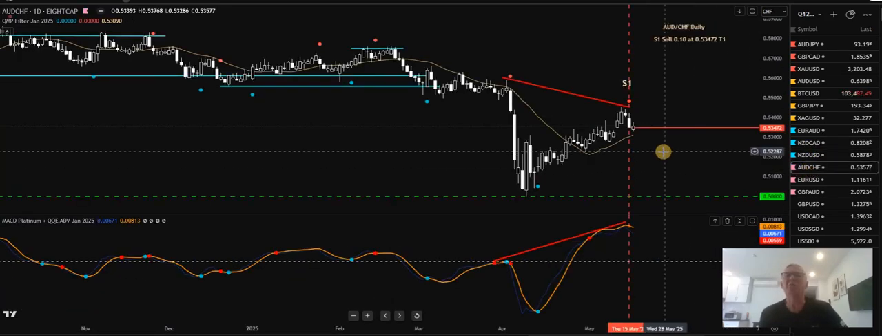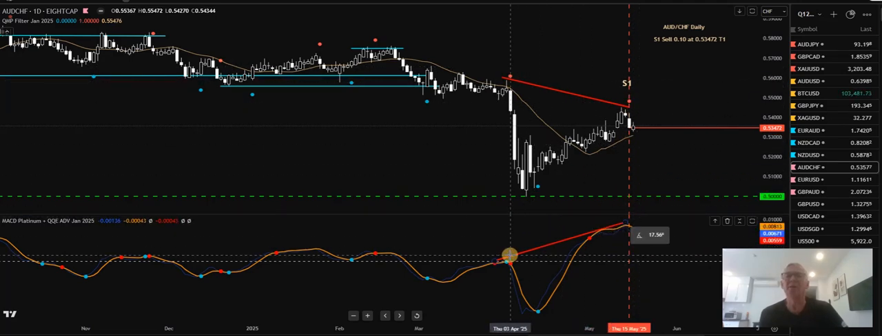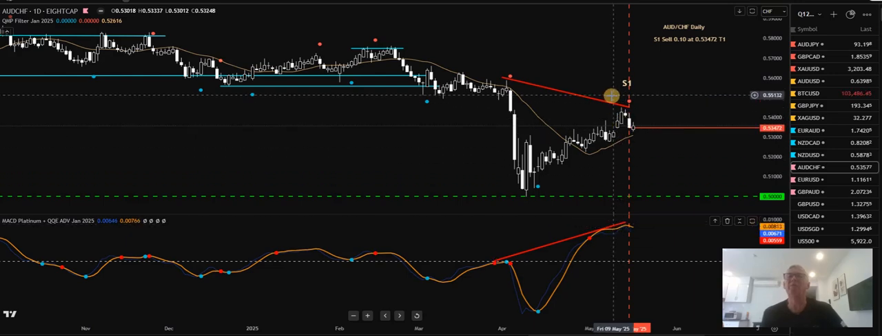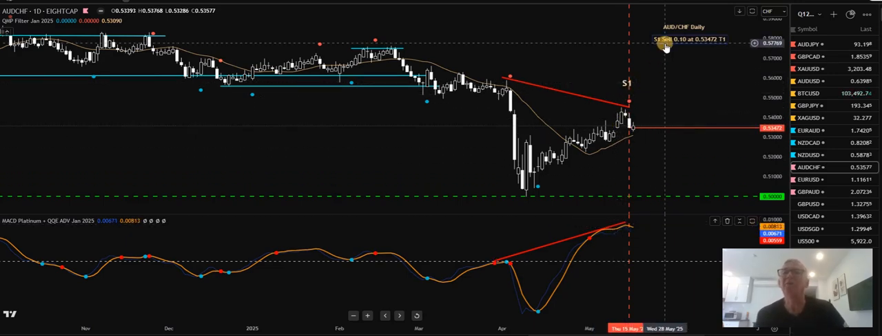Aussie Swiss in a sell trade from Friday, I believe, yep, yesterday. Hidden bearish divergence there. I like the setup. If you watch my TradingView video yesterday, you'll see it there. So it's a sell. MACD flat above the zero level. We're in a sell, going nowhere fast.